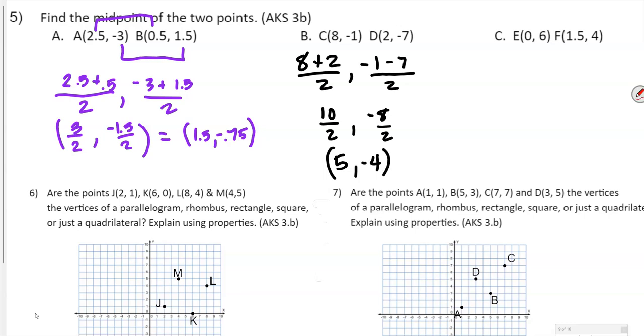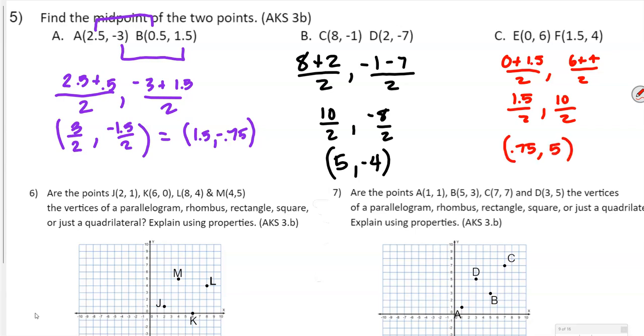Okay, got another one over here. 0 plus 1.5 divided by 2. And then we have 6 plus 4 divided by 2. So that's going to be 1.5 divided by 2, comma, 10 divided by 2. So that's going to be 0.75, comma, 5, right? That's all you're doing there. We did pretty good on the quiz on that. We'll see how we do on the test, right?